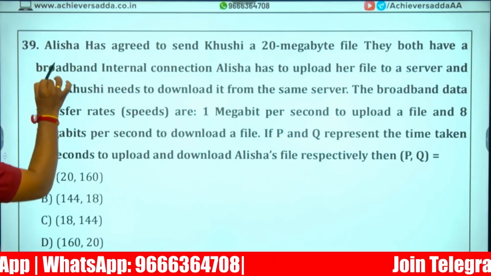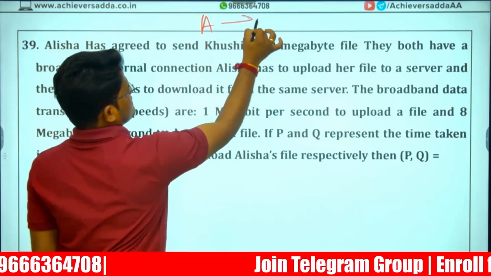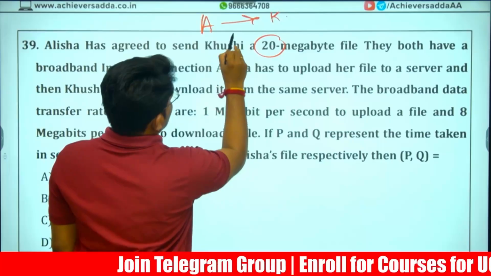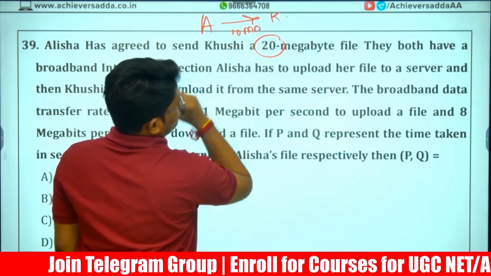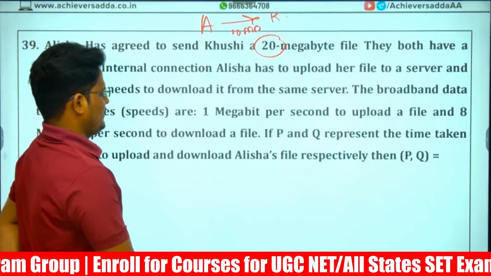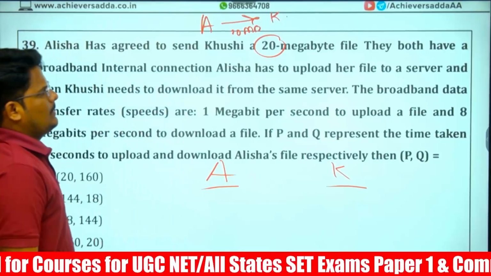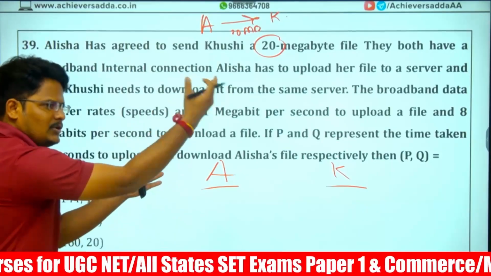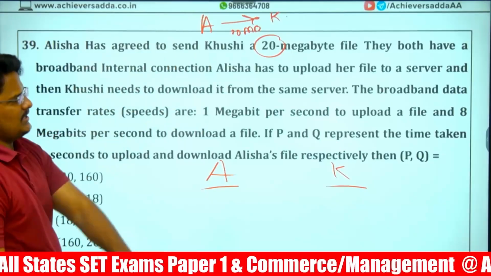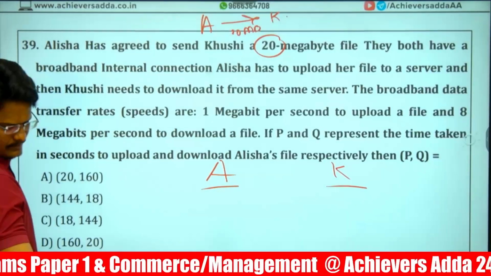Next, Alisha has agreed to send Kushi something. Alisha to Kushi. She is sending a 20 MB file. They both have a broadband internet connection. Alisha is having, Kushi is having, both are having an internet connection. Alisha needs to upload the file so that Kushi can download the file. Right? Kushi needs to download, Alisha needs to upload. The broadband data transfer rates.